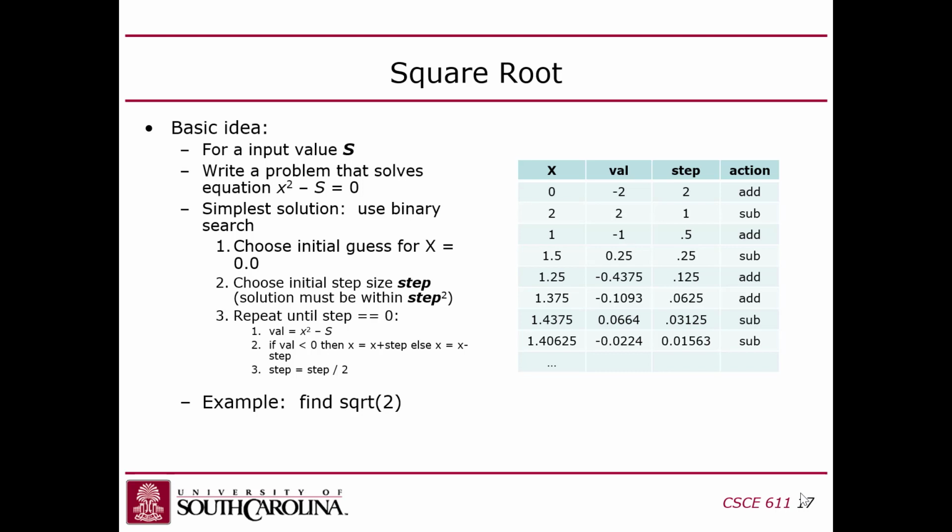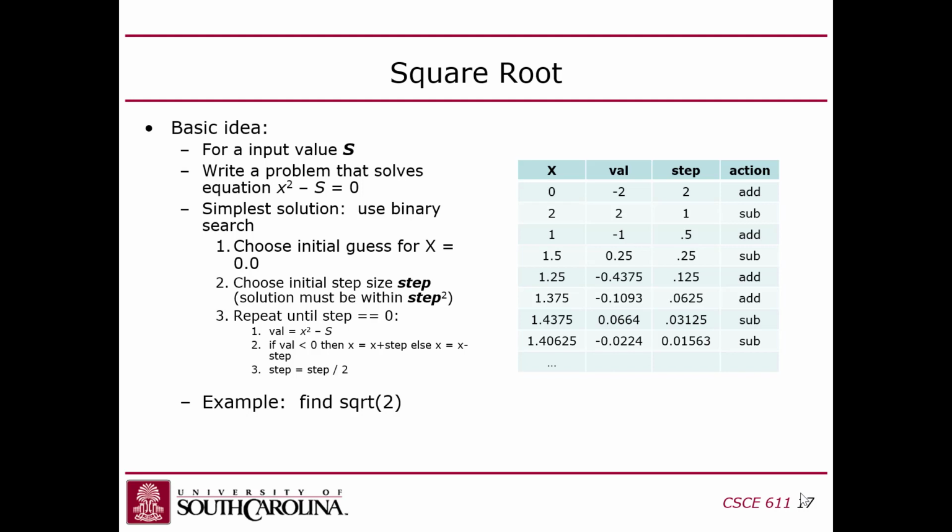So let's say your value is, I'm sorry, let's say what is it? This is for, yes, 2. Sorry, yeah, 2. Square root of 2. So my x will be 0. I'll start out with 0. So 0 squared minus 2 is negative 2. So I get negative 2, which means I'm too low, right?